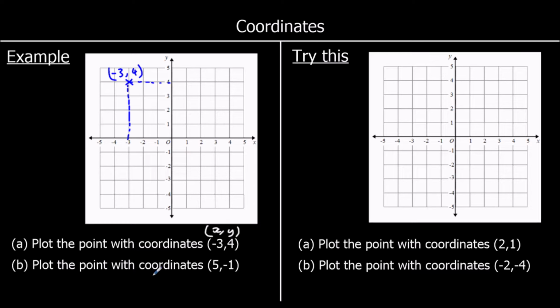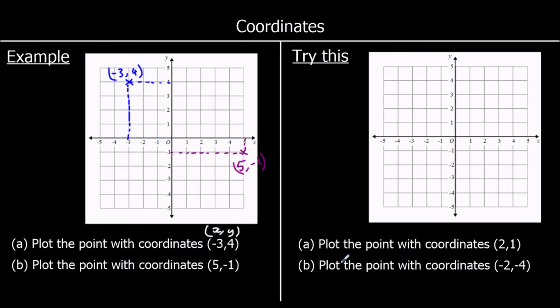The second one, plot the point with coordinates (5, -1). So x first, so 5 on the x and -1 on the y. So that is the point with coordinates (5, -1).